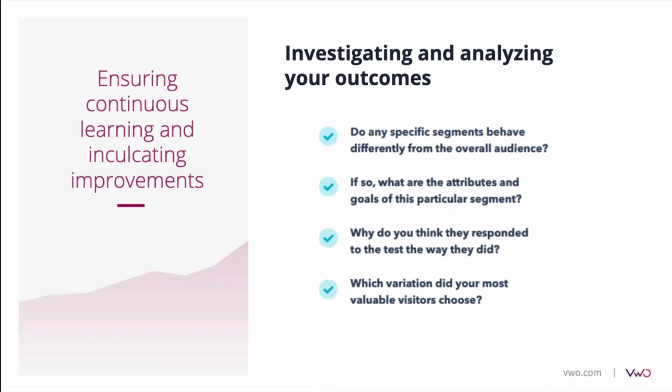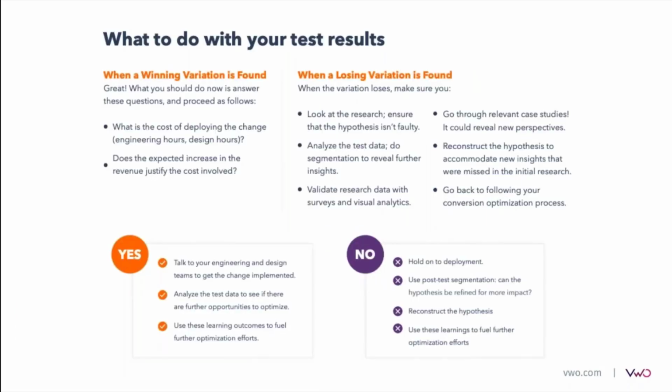with your test results. And that brings us to the point of what do you actually do with your test results. And there is no such thing as a failed test, in my opinion. And what you should ideally do is consider these two parameters. When you have found a winning variation, you should ask questions such as what is the cost of deploying, engineering hours, design hours, and whether to make sure that you go live with this winning variation.